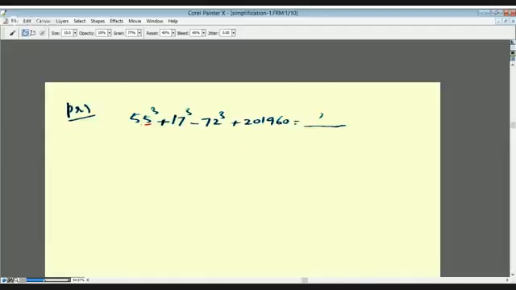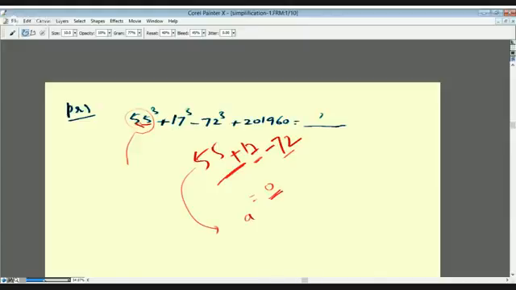What is the first number? This is 55. What is the second number? This is 17. What is the third number? Minus 72. 55 plus 17 is nothing but 72. So when you are adding these numbers, this is a, this is b, this is c. So what I'm getting from these three is a plus b plus c is equal to 0.